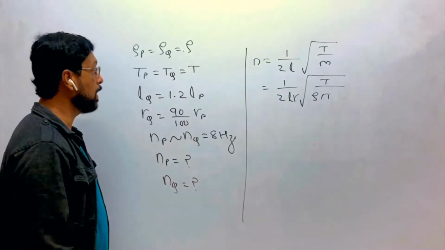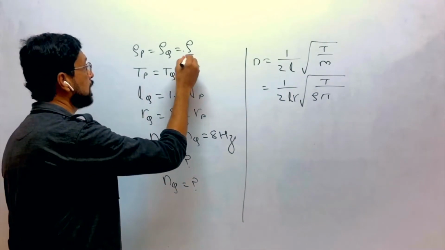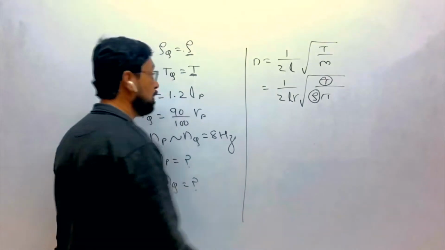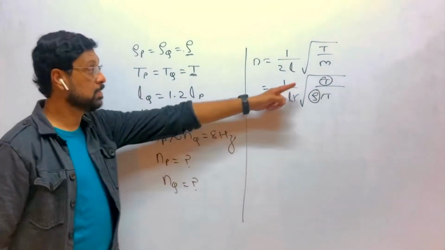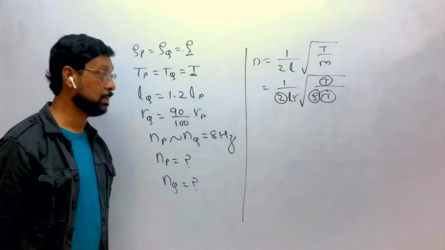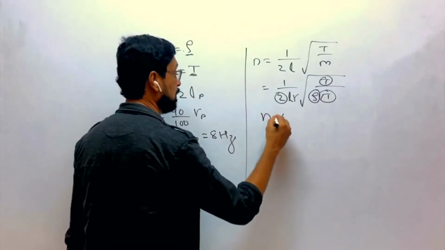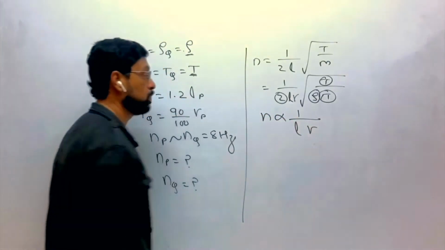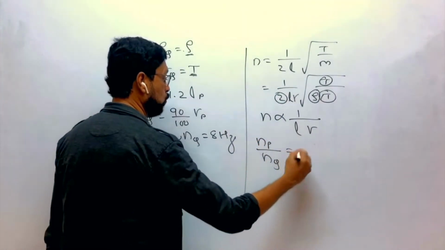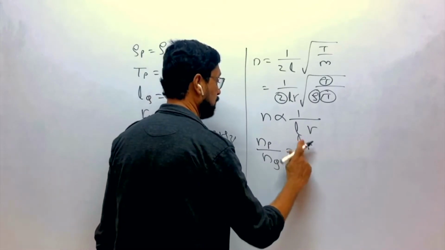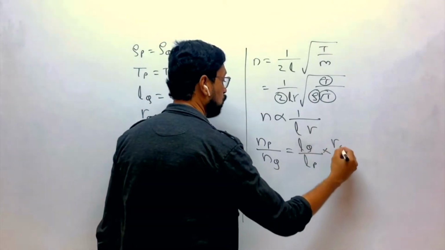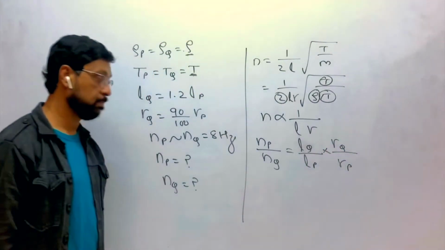Now check from the data. Both wires have the same density and the same tension. Same densities and same tension means these are constants. The 1 is a constant, 2, the number, is also a constant. Means N is inversely proportional to L r. So NP upon NQ will be equal to, by inverse proportion, LQ upon LP into RQ upon RP.